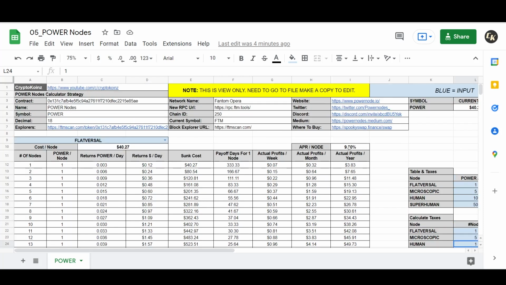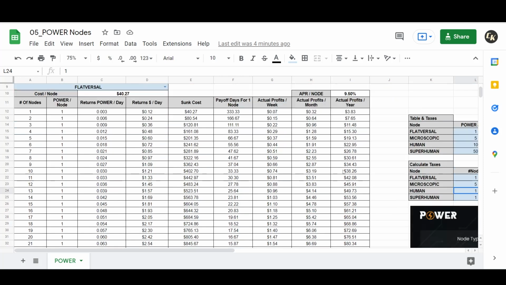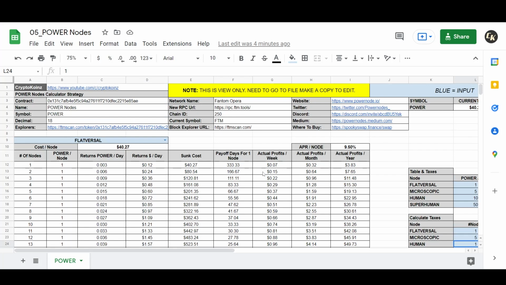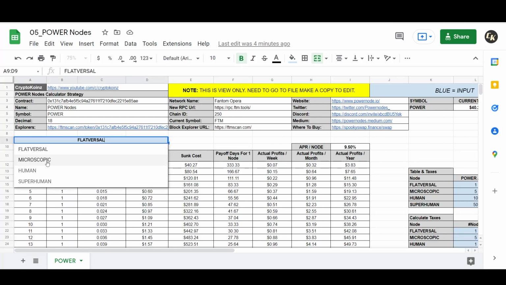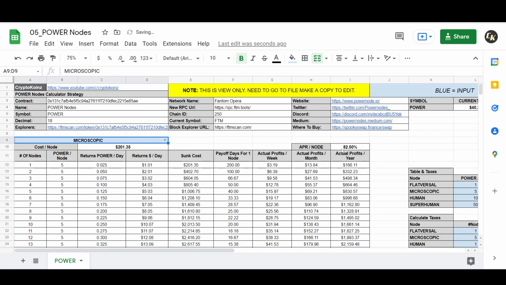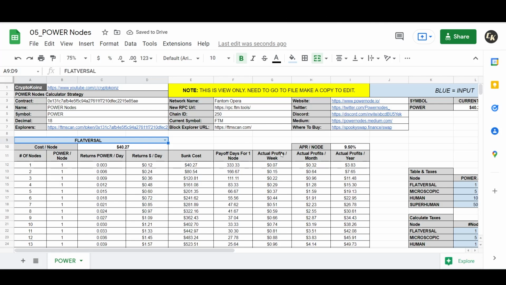And this is the actual APR per node. These are the actual real returns, assuming power stays at the same price, at the same rate for that year. Remember, this is crypto. Things change all the time. So this is how you can project your earnings with this calculator. If we go to the microscopic, it gives you a significantly better rate. At flat versal, you're making a very small return, 9.5%.